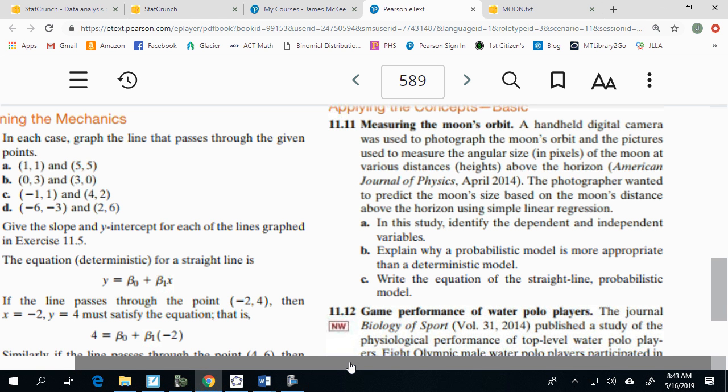A handheld digital camera was used to photograph the moon's orbit, and the pictures used to measure the angular size in pixels. So basically, how big is the moon? At various distances, heights above the horizon. The photographer wanted to predict the moon's size based on the moon's distance above the horizon. There's your sentence right there. I don't know if I can write on this or not. What's he trying to predict?